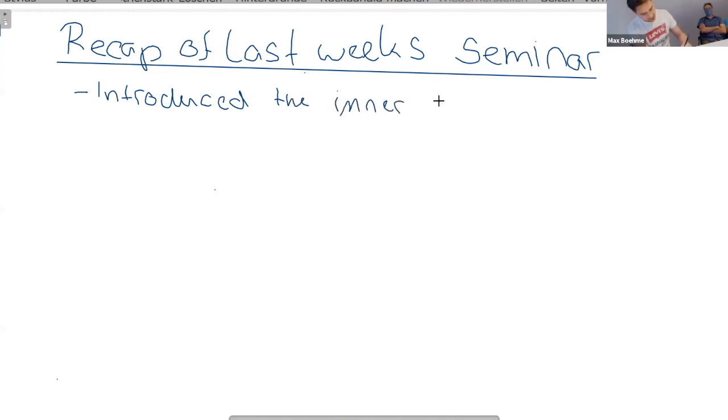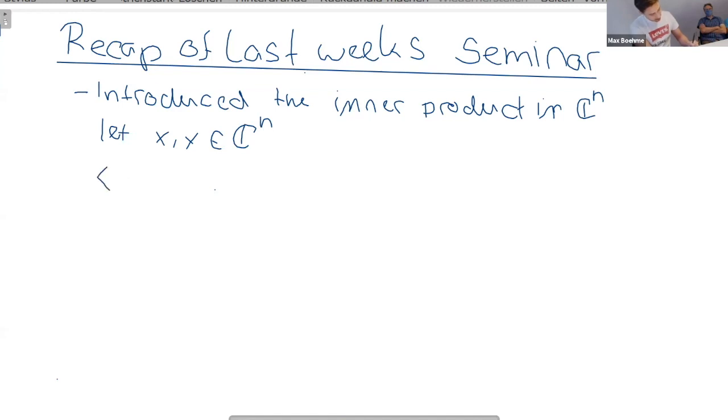In a complex vector space, I'll denote this with C^n. So let's look at how this works again. Let X and Y be two complex vectors. Then the inner product, written in this notation here, is nothing more than taking the complex conjugate of the vector, transposing it, and matrix multiplying it with the second argument, Y.